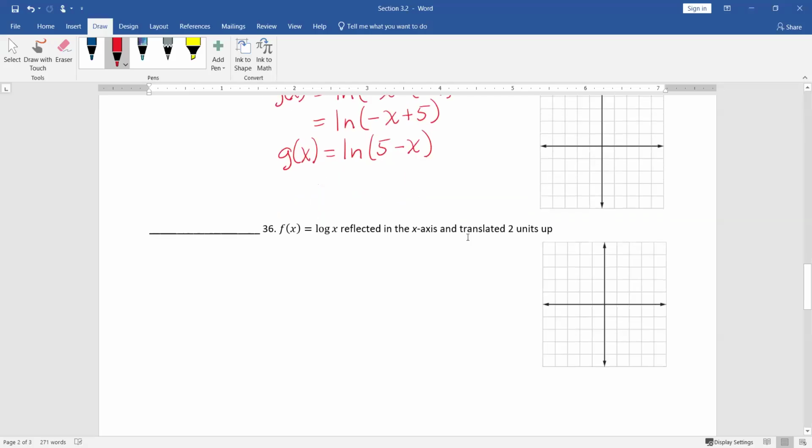All right, last one, we have f of x equals log of x reflected in the x-axis. In this case, we're using the common log, reflected in the x-axis and translated 2 units up. So the reflected in the x-axis means we have a negative in our coefficient. So you can think of it as a -1. I would just leave the negative sign. Log of x, and the fact that it's translated 2 units up means that's a k.